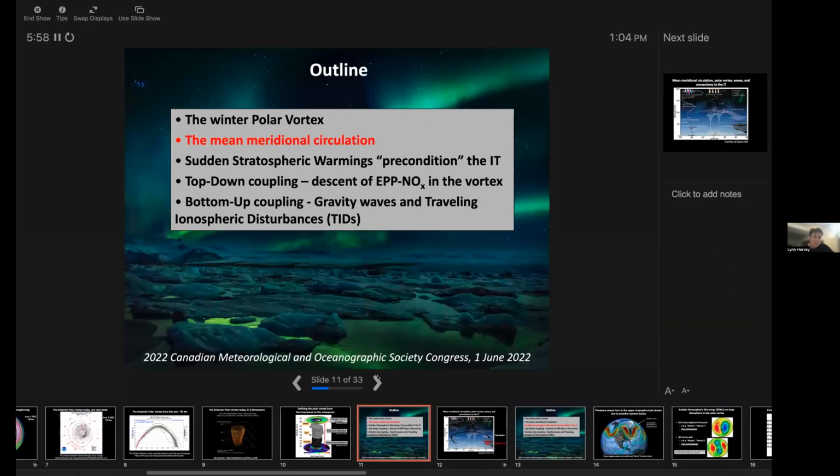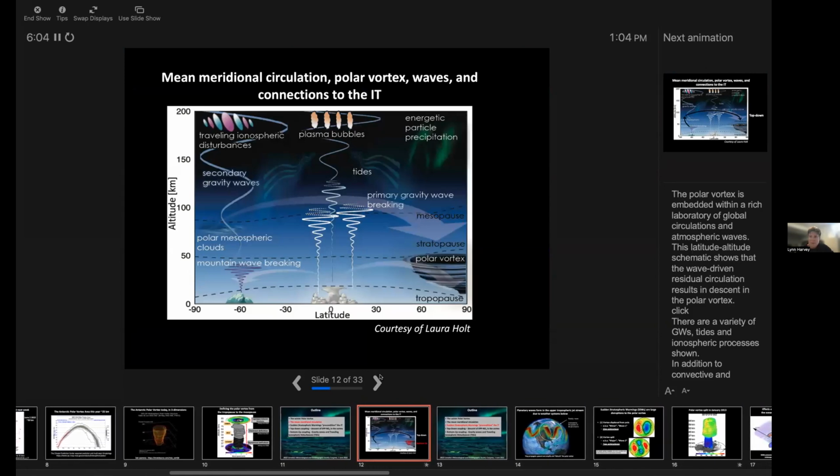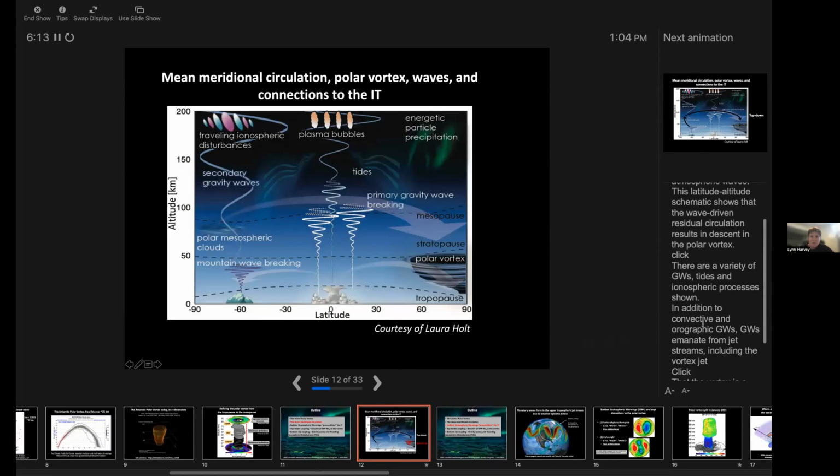All right, so I'm going to briefly touch on the mean meridional circulation. The polar vortex is embedded within a rich laboratory of global circulations and atmospheric waves. And this latitude-altitude schematic shows that the wave-driven residual circulation results in descent in the polar vortex. There are a variety of gravity waves, tides, and ionospheric processes shown.